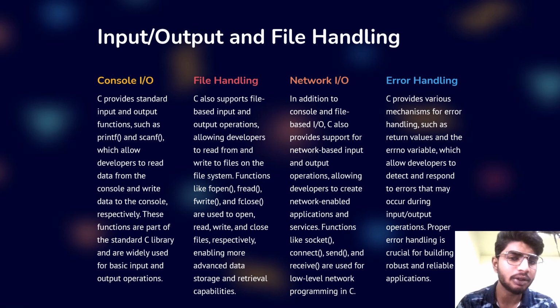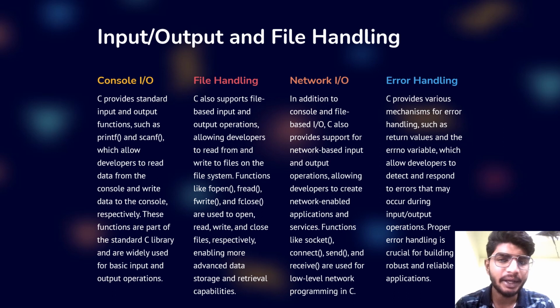Network. In addition to console and file-based, C also provides support for network-based input and output operations, allowing developers to create network-enabled applications and services. Functions like socket, connect, send, and receive are used for low-level network programming in C.